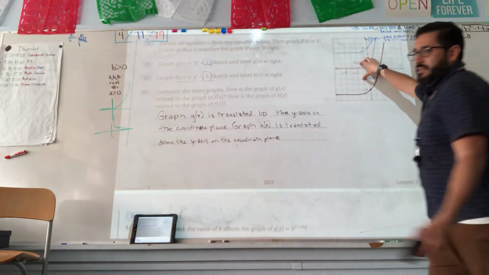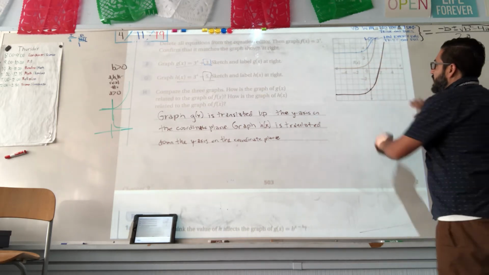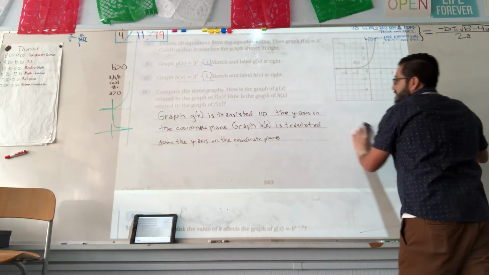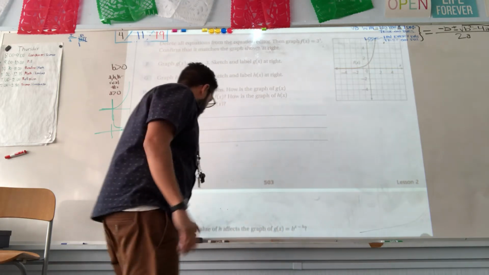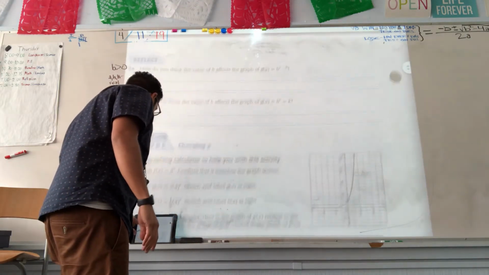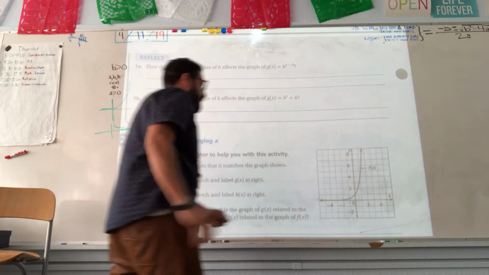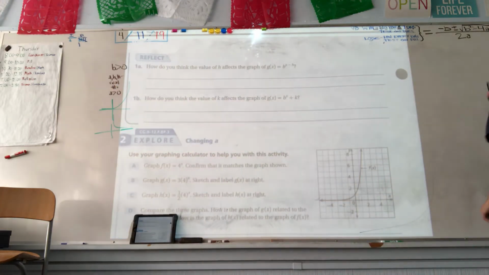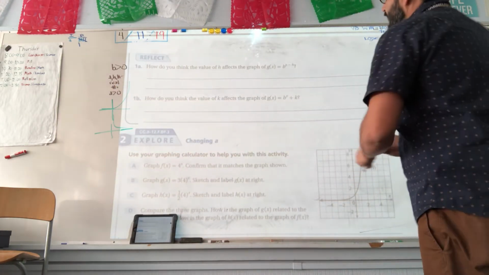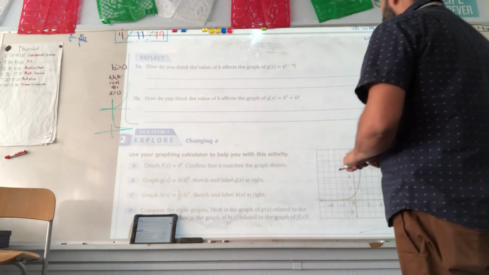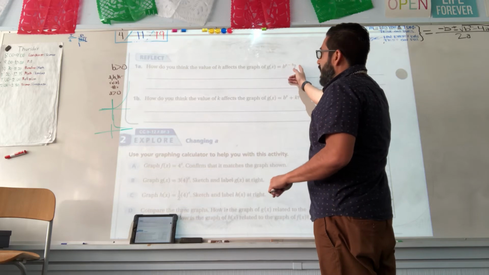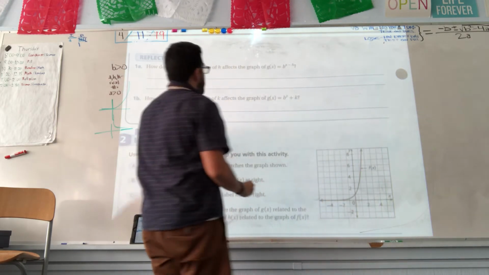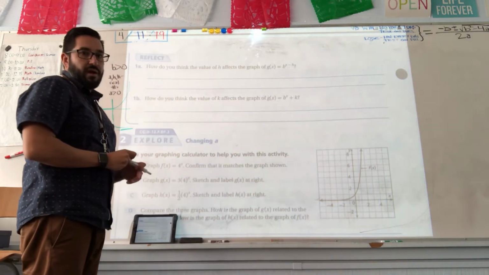Notice the graphs are basically similar. They're just moving up or down that y-axis on the coordinate plane. Woo! Almost ran out of time there. All right, let's go back to black really quickly. And we're just looking, how do you think the value of h affects the graph of g of x equals b to the x minus h power? All right, how do you think the value of h affects the graph?